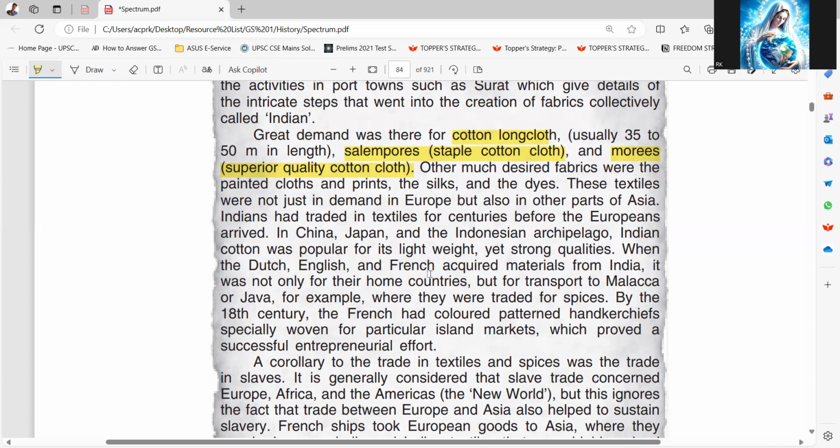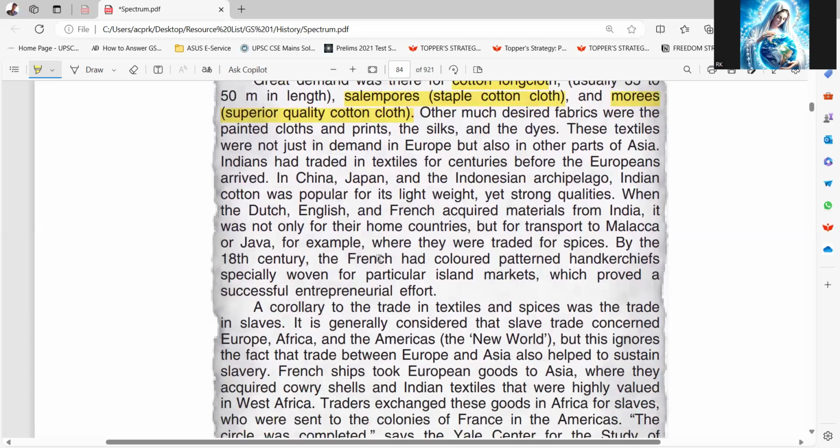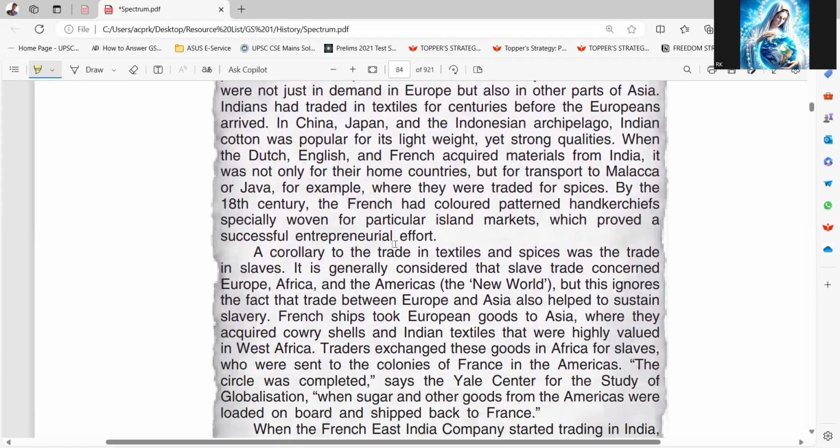When the Dutch, English, and French acquired materials from India, it was not only for their home countries but for transport to Malacca or Java, for example, where they were traded for spices. By the 18th century, the French had colored, patterned handkerchiefs, specially woven for particular island markets, which proved a successful entrepreneurial effort.